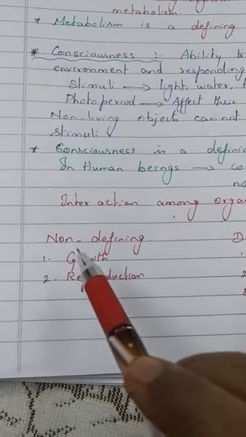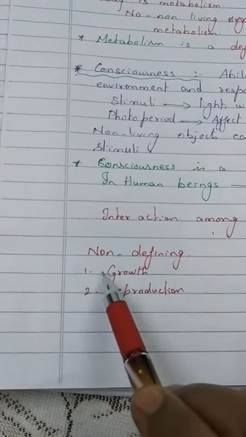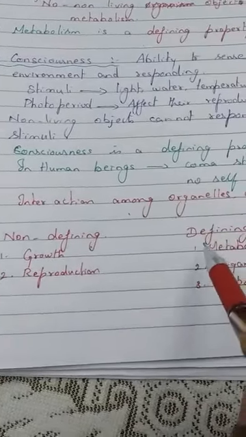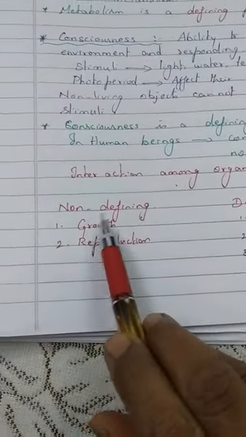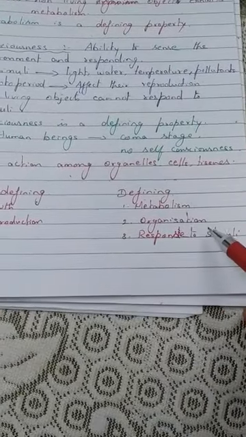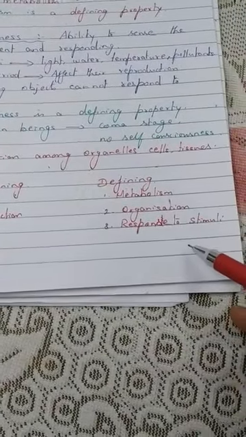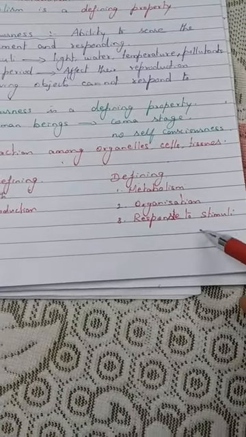So what are the non-defining properties and what are the defining properties? Growth and reproduction are non-defining properties. Metabolism, organization and response to stimuli are defining properties of living organisms.